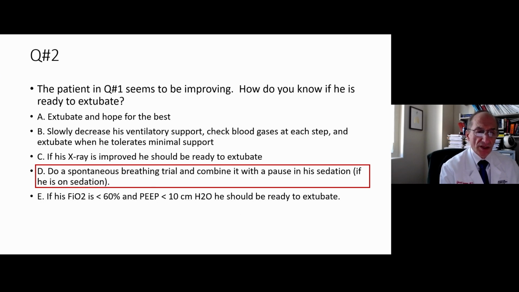An improving X-ray often is a sign that patients are ready, and similarly, in choice E, if their FiO2 is less than 60 and PEEP less than 10, they should be ready, or they may be ready, but you still don't know if they're ready from other regards, whether they've been tested with a spontaneous breathing trial, which really is what has become the standard of care.